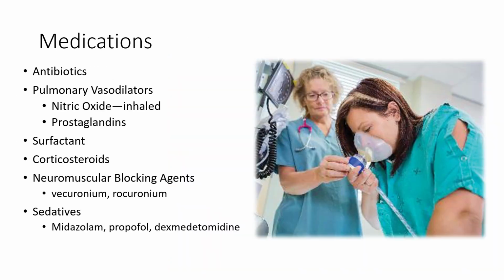Medications can include antibiotics if there's a suspected infection. Pulmonary vasodilators like your inhaled nitric oxide. What this is going to do is dilate the pulmonary vasculature, allowing for more air intake. You may see things such as surfactant, corticosteroids to try to stop that inflammatory or immune response. You're going to have those neuromuscular blocking agents, sedatives like midazolam, propofol.